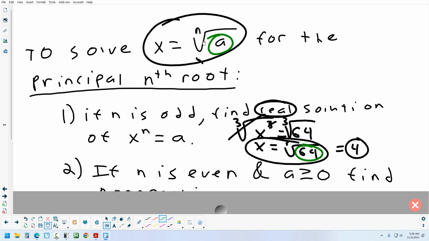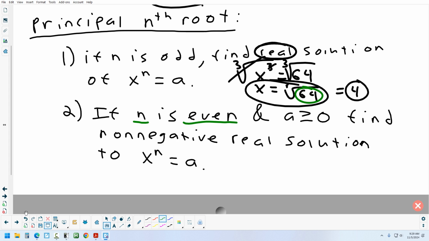That number right there. Okay, that's only if the index is even. What would happen if it wasn't greater than or equal to 0? You're going to get imaginary answers. And it's just not something we get into.